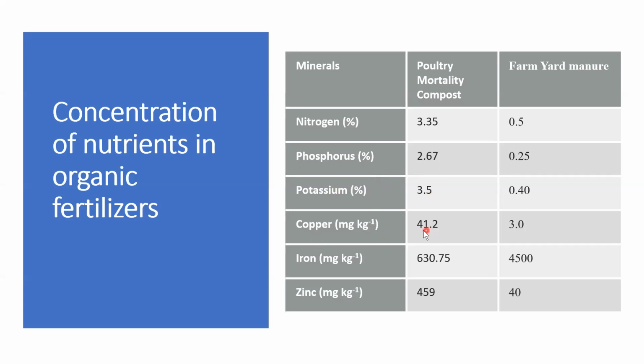Copper is much higher here in the poultry mortality compost. Iron is 63 ppm, and this is the value I got. I still doubt it, and I think 450 is more appropriate, but it again depends on what kind of farmyard manure it is. And then zinc was 459 ppm in poultry mortality compost, and in farmyard manure it is 40. So this is a great variation, but of course these are being utilized. So thank you very much.